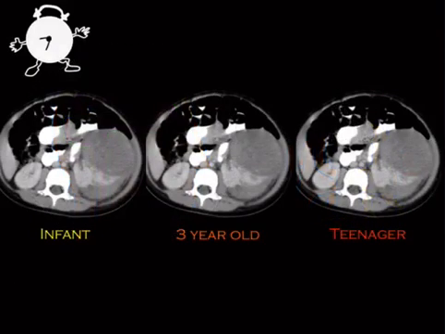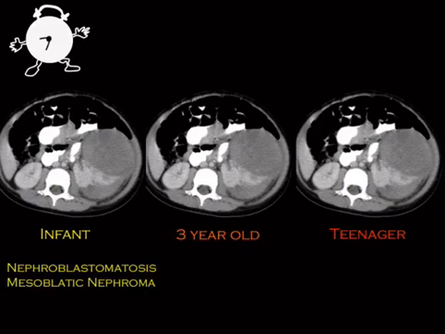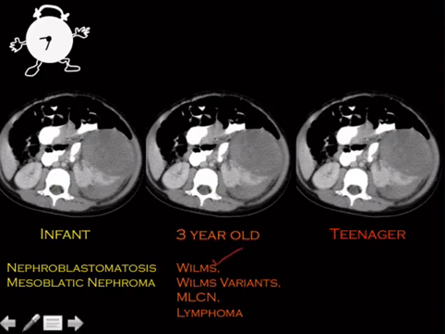So it's a timing issue, right? So same case, solid tumor in the kidney in an infant, in a 3-year-old, and in a teenager. So in an infant, it's going to be either mesoblastic nephroma or nephroblastoma. In a 3-year-old, it's Wilms or Wilms variant. Can be multilocular cystic nephroma, but that's more cystic. And then you can also get lymphoma at this age. If I had to pick one, it would be Wilms, because that's the solid renal tumor of childhood.